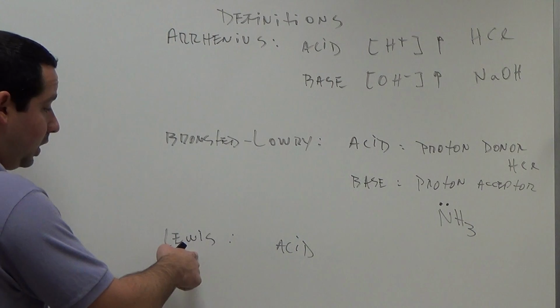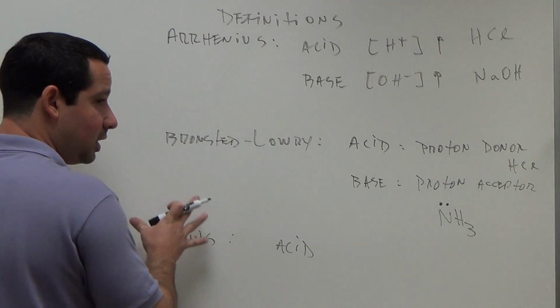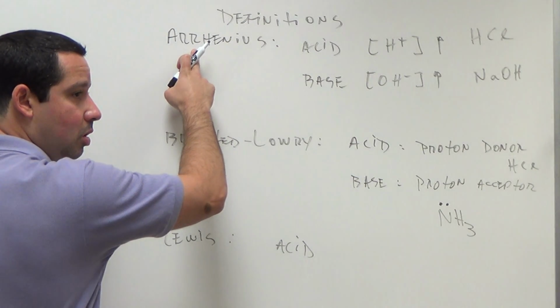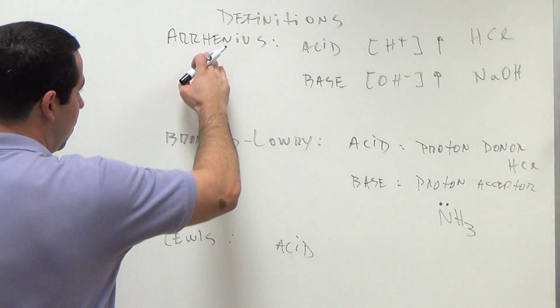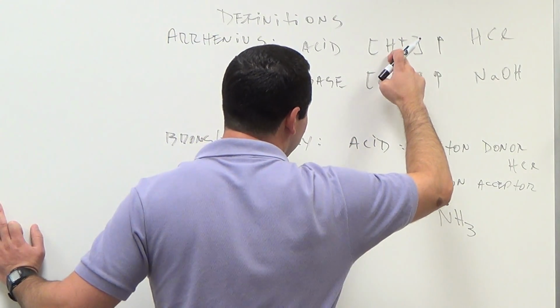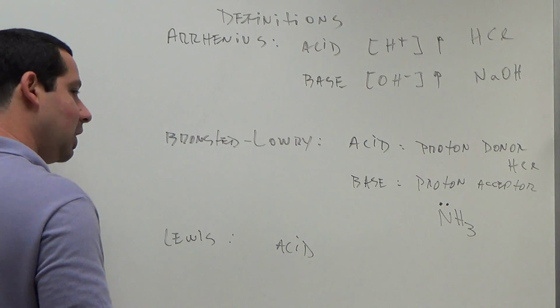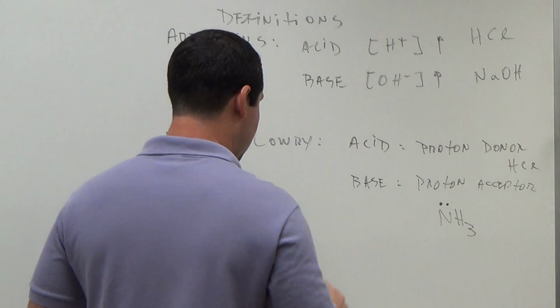And the Lewis acid-base definition is the one that is the broadest of all definitions, meaning this encompasses all acids and bases. Does the previous one encompass all acids and bases? No. That one is only those that increase the concentration of H+ or OH-. A Lewis acid is an electron pair.